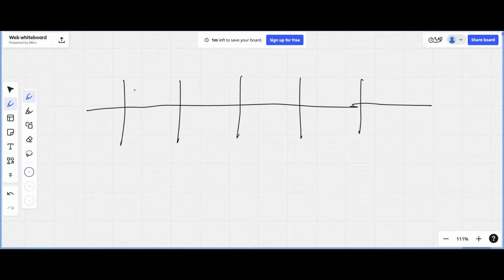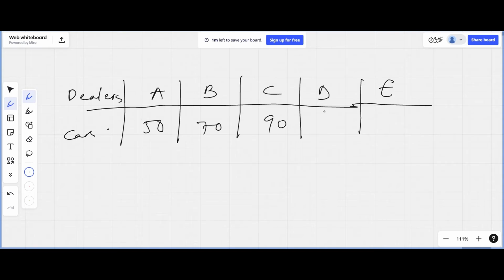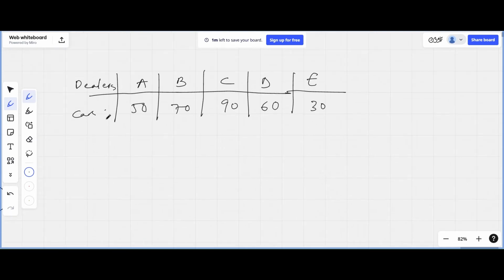1, 2, 3, 4, 5. So the dealers will be here. There are five dealers: dealer A, dealer B, dealer C, dealer D, dealer E. And how many cars did they sell? A sold 50, B sold 70, C sold 90, D sold 60, and E sold 30. So find out the total. What is the total cars sold?